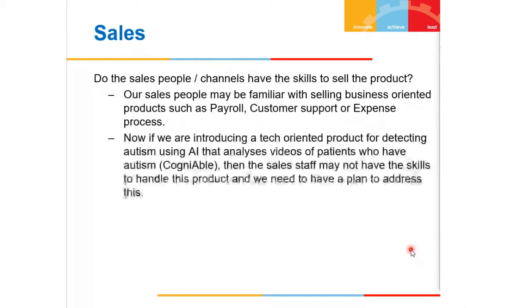But now if you are introducing a very high-tech product which uses AI and analyzes videos of patients who have autism, for example, as done in a product called Cognable. It analyzes the video of the child, and based on the video and the behavior pattern of the child, it can detect whether this child has autism or not. It can even give recommendations on how to handle and treat this child. So this is a very high-tech, medical solution using AI technology.